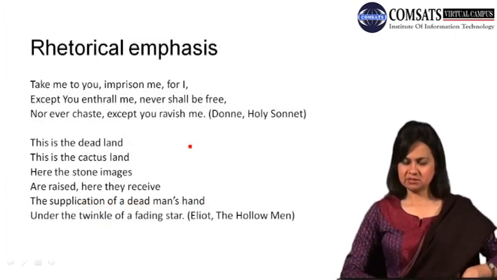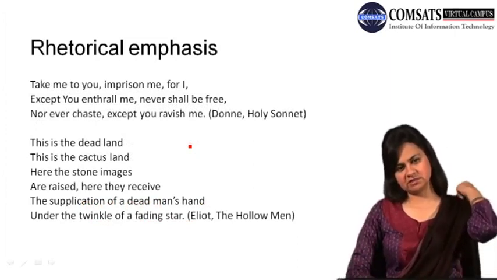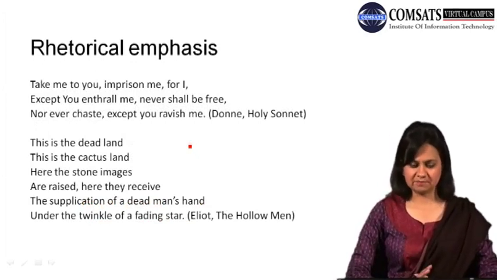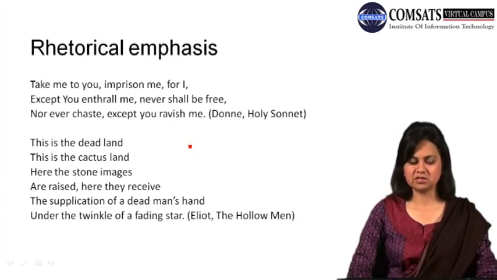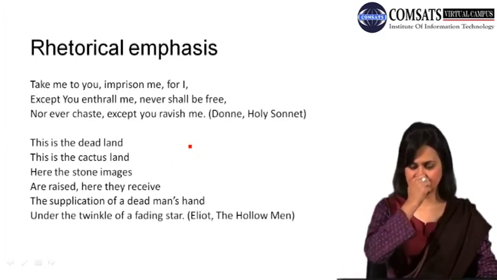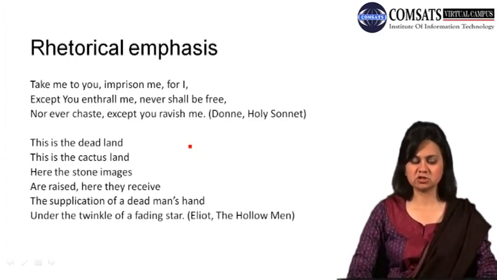Observe a few more examples for the sake of understanding rhetorical emphasis that is created through the use of parallelism. These are lines taken from John Donne's Holy Sonnet, where he says, "Take me to you, imprison me, for I." Now look at how this line is balanced. Take me to you, imprison me, for I. Now, take and imprison are corresponding, and the next word, me, is not changed. And "to" is replaced by a comma, and then "to you" is turned into "for I."